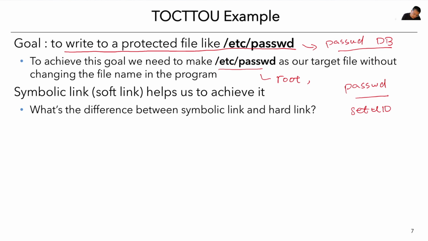Okay. So the symbolic link can help us to achieve this. What's the difference between a symbolic link and a hard link? Okay, the symbolic link is actually a path. The hard link links to the inode of the file. So here you have a file, right? The file has a number of pieces of information stored in the file system. The hard link is basically another block of information linked to the file.